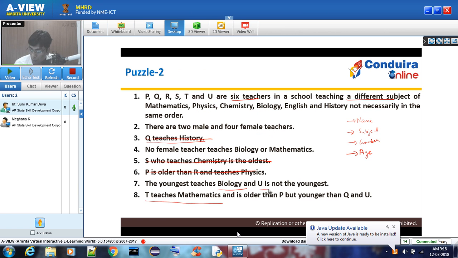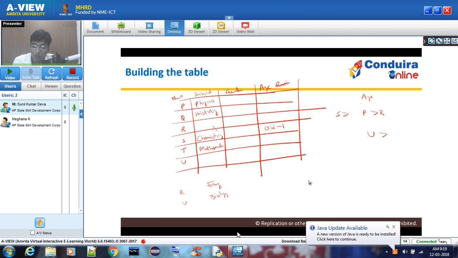The youngest teaches biology and U is not the youngest, which means U does not teach biology. Whoever teaches biology is the youngest person and U is not youngest. So U will not be able to teach biology. R has to teach biology. R teaches biology, which means U has to teach English.